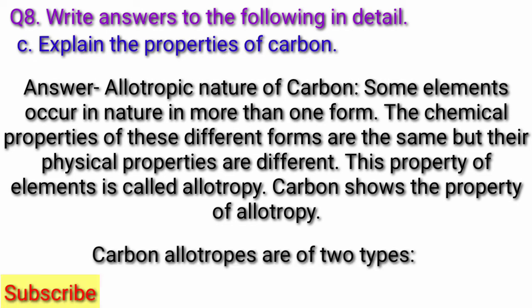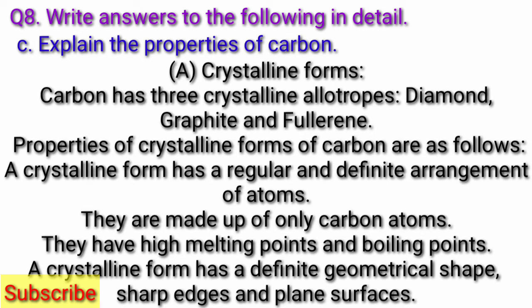Carbon allotropes are of two types. Crystalline forms. Carbon has three crystalline allotropes: diamond, graphite, and fullerene. Properties of crystalline forms of carbon are as follows. A crystalline form has a regular and definite arrangement of atoms. They are made of only carbon atoms. They have high melting points and boiling points. A crystalline form has a definite geometrical shape, sharp edges, and plane surfaces.